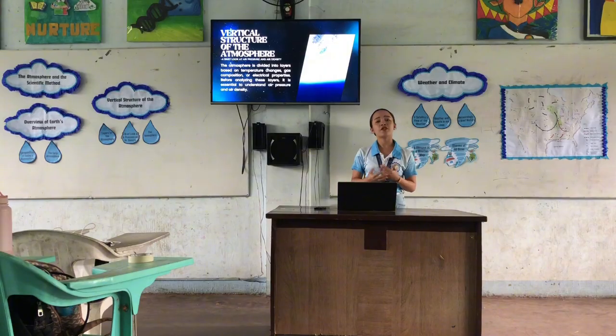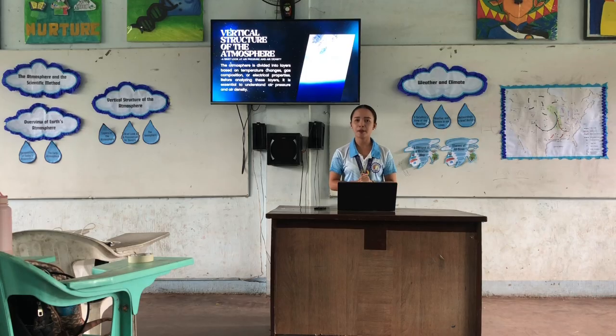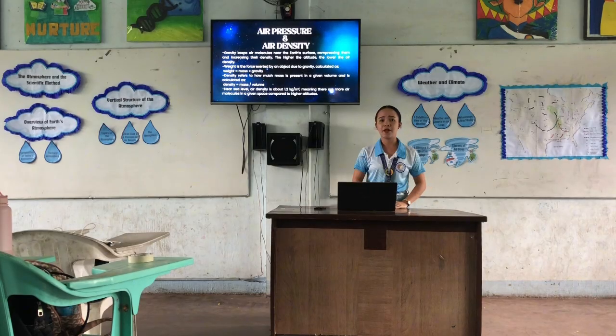So our atmosphere is divided into different layers based on temperature changes, gas composition, and electrical properties. But before we go into these layers, it is important to first understand air pressure and air density.